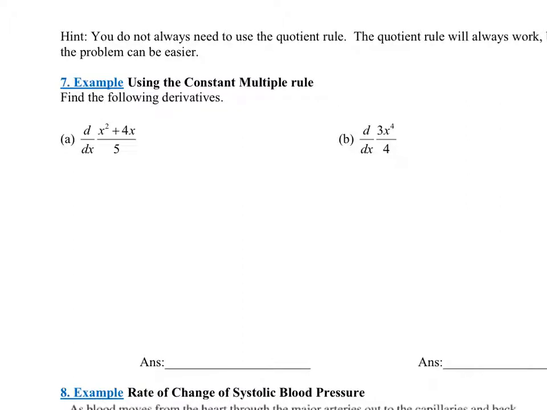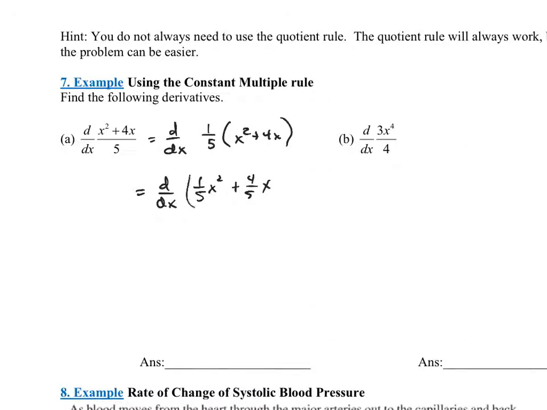So let's look at this first one on A. It says find the following derivatives. You have x squared plus 4x all over 5. Well, really, isn't this the exact same as the derivative with respect to x of, really that's just a constant multiple, isn't it? 1/5 times x squared plus 4x. Or if you want to distribute it, this would be the derivative with respect to x of 1/5 x squared plus 4/5 x. Isn't that really what it is?